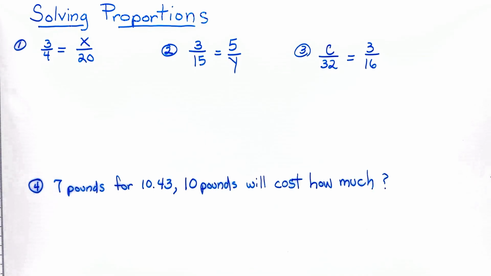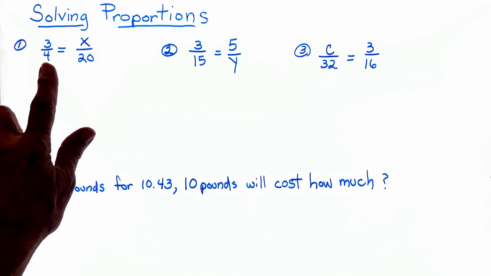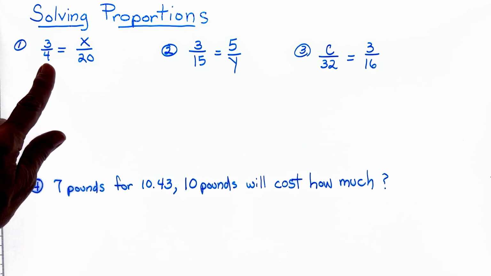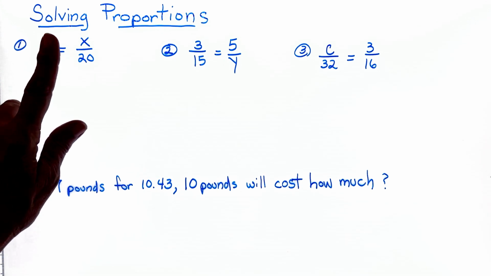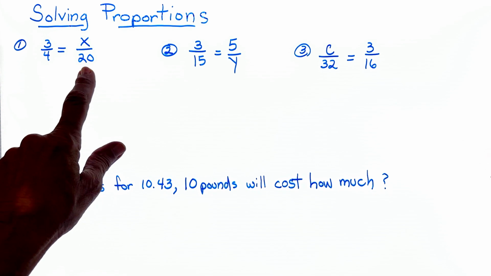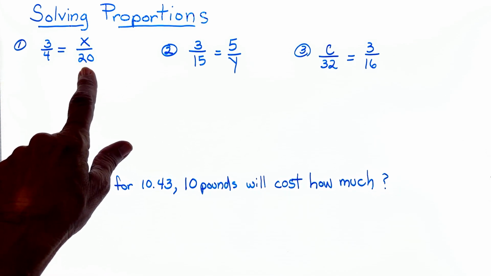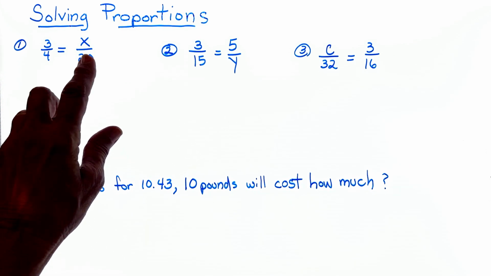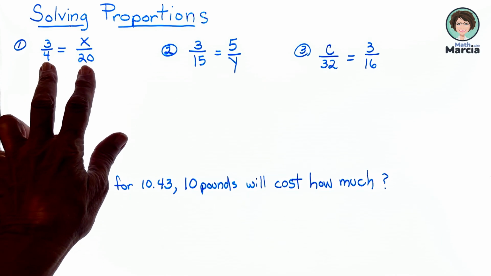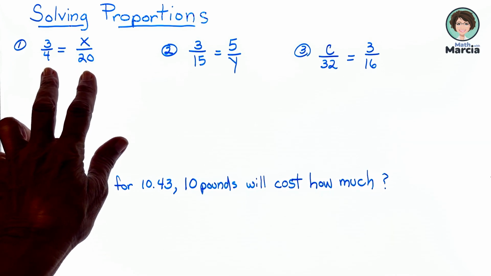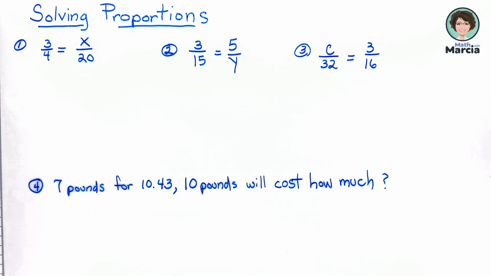In this lesson, we will be solving proportions. When we have a ratio where we're comparing 3 to 4, and we have another ratio equal to x over 20, a proportion is where you have two equivalent ratios. So we're going to solve it using what I call the butterfly method.